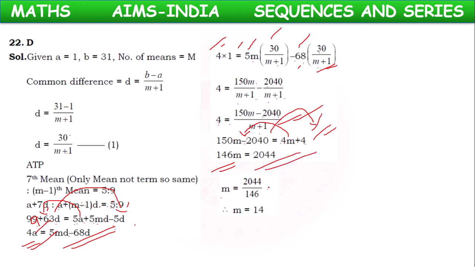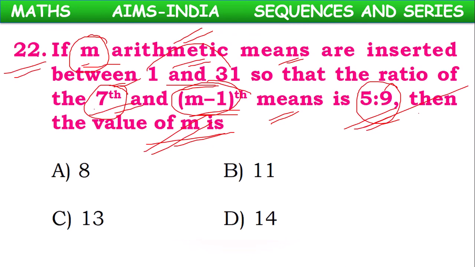Or m equals 2044 by 146. 14 times, it cancels, 2044 by 14 times. So m equals 14. So our answer is, m value is 14. This we have got, children.